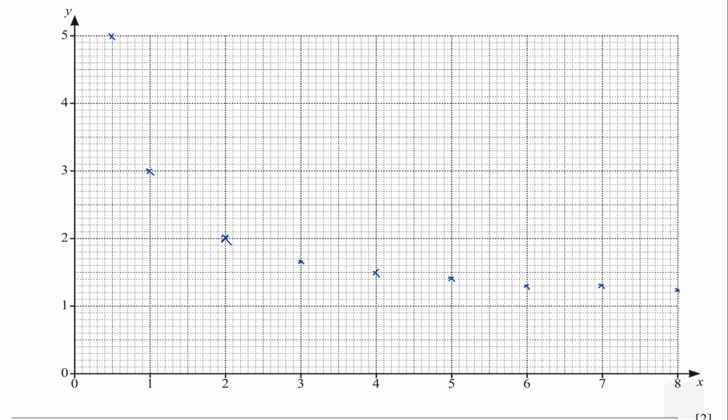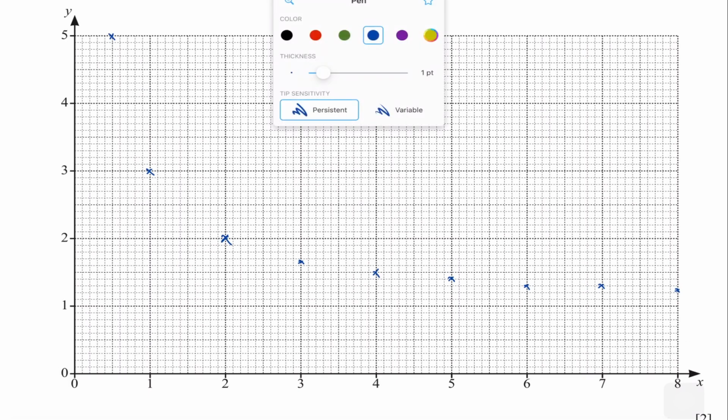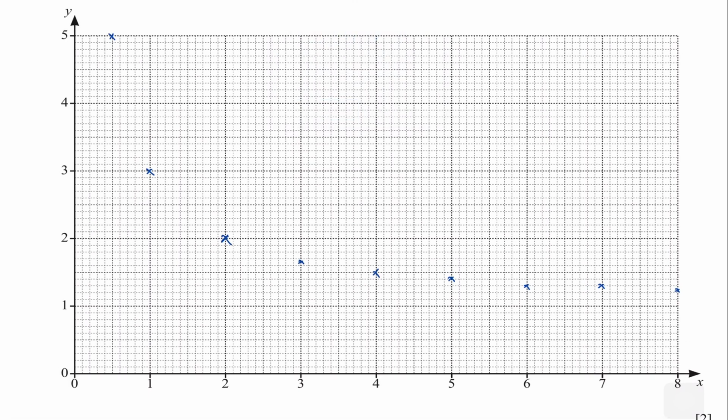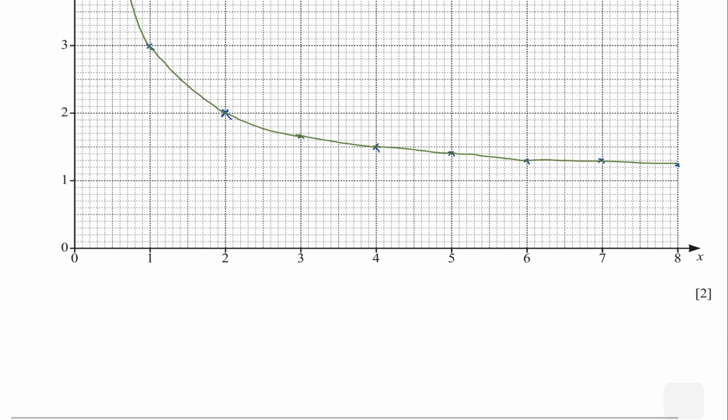Okay, so now we're gonna join them and make a smooth curve out of it. Let's use the color green. Okay, so here we go. So far so good. And well, this can be slightly better. There you go. So that's our curve plotted.